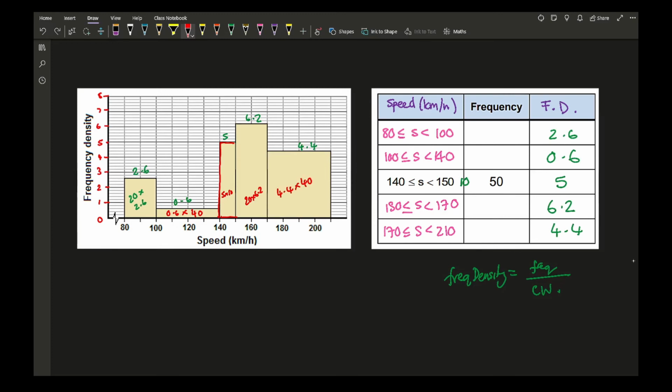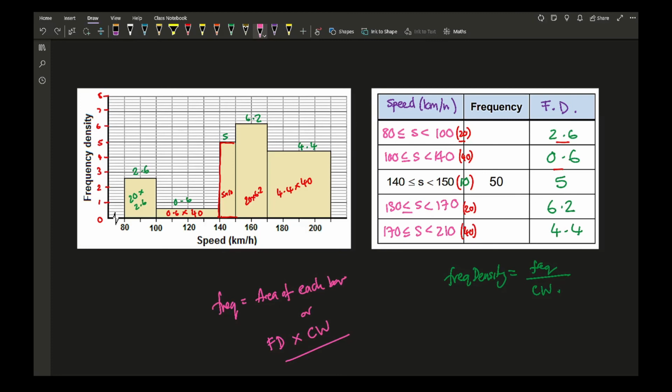But again, from the table, we can work out the widths. That's 20, that's 40, that's 10, that's 20, that's 40. And then to work out the frequency, I'm just going to multiply the class width by the frequency density. So let's write that out again. The frequency is equal to the area of the bar, or the frequency density times the class width. And again, it doesn't matter which one you go for, it's entirely up to you which one you prefer.